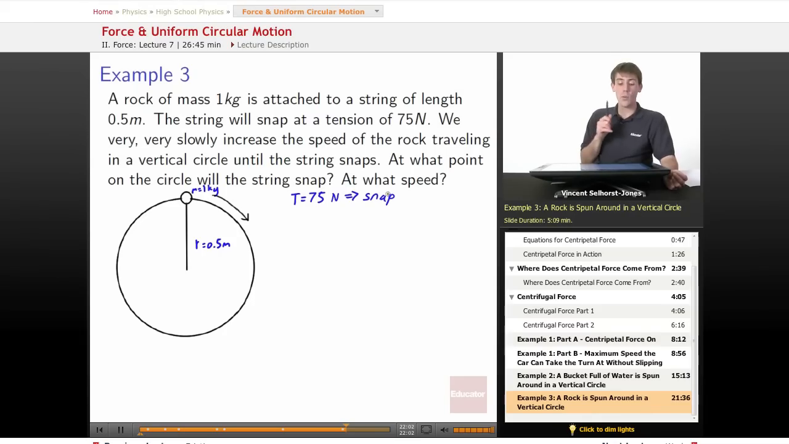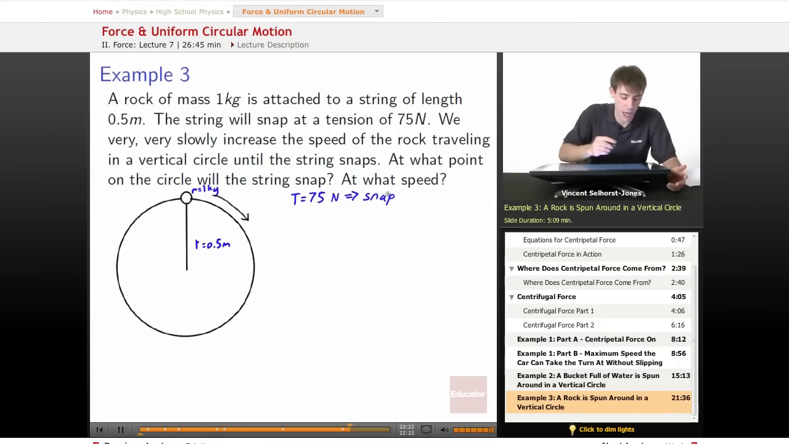Okay, so we very, very slowly increase the speed of the rock traveling in a vertical circle until the string snaps on us. So it starts off going very slowly, and then faster, and faster, and faster, snap. All of a sudden it snaps. First, let's think about what point on the circle the string will snap. So where does it snap?